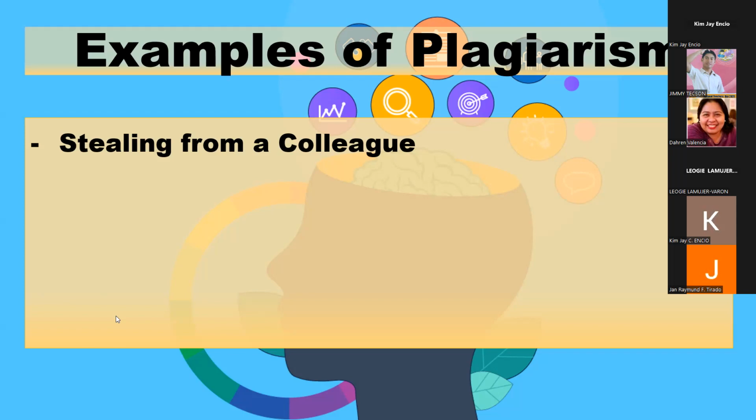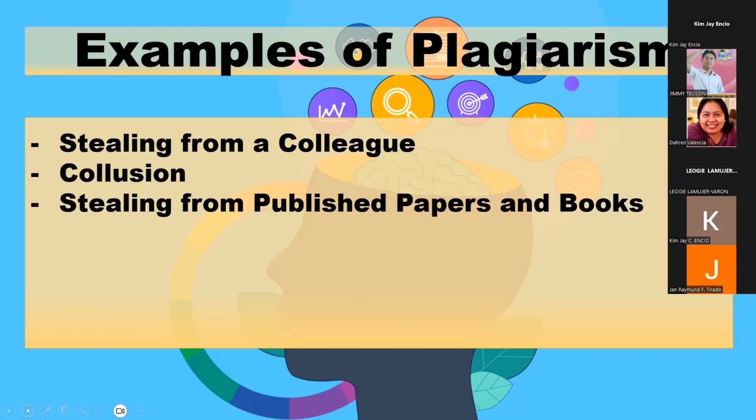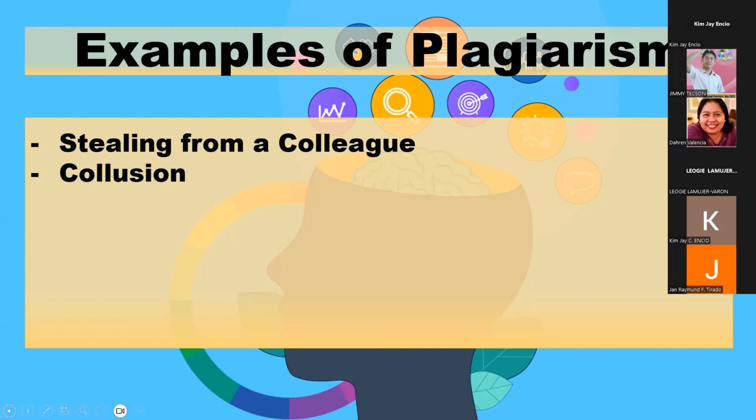Next to that is collusion. The next one is collusion. That is actually the secret or illegal cooperation, especially in order to cheat or deceive others. Now, collusion is sabuatan. So collusion can be as bad as copying down. If you and another student work together, but you then present the work as if it is only yours, then you have stolen credit.